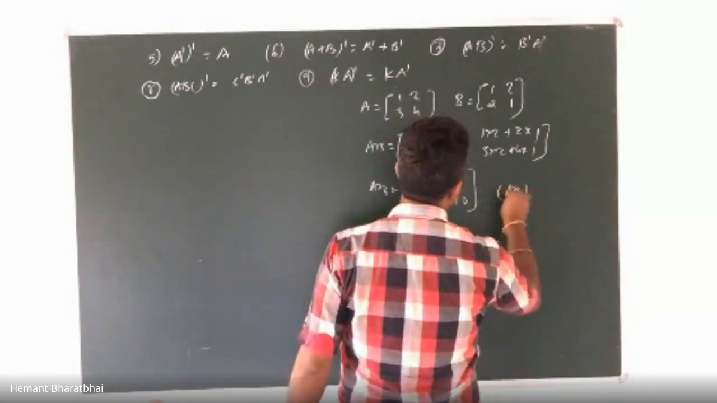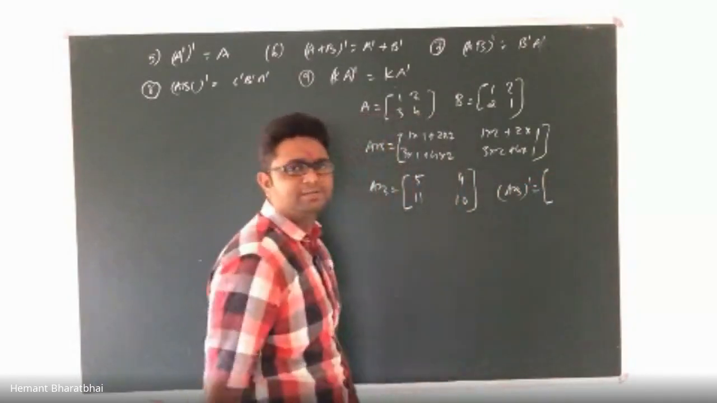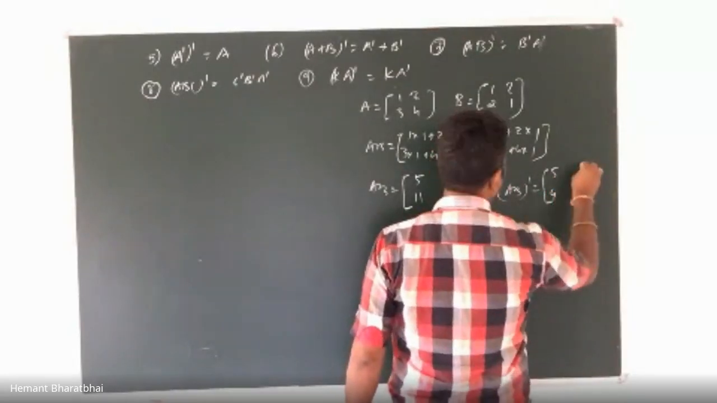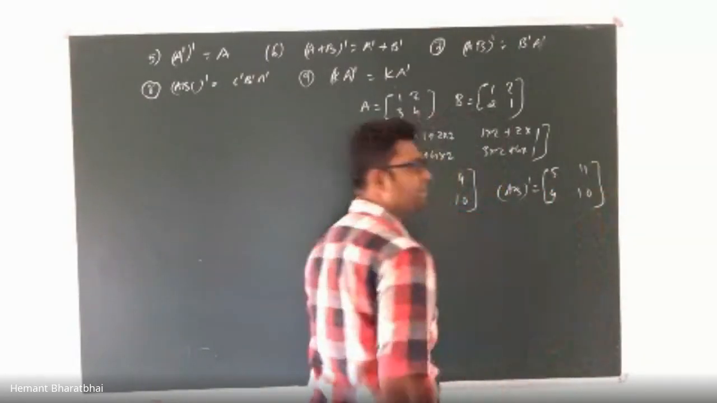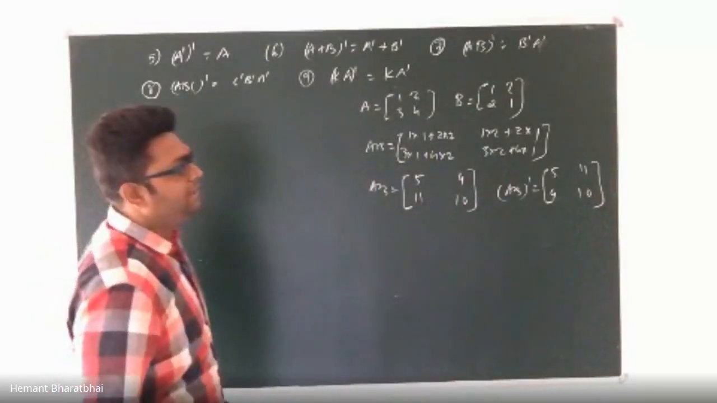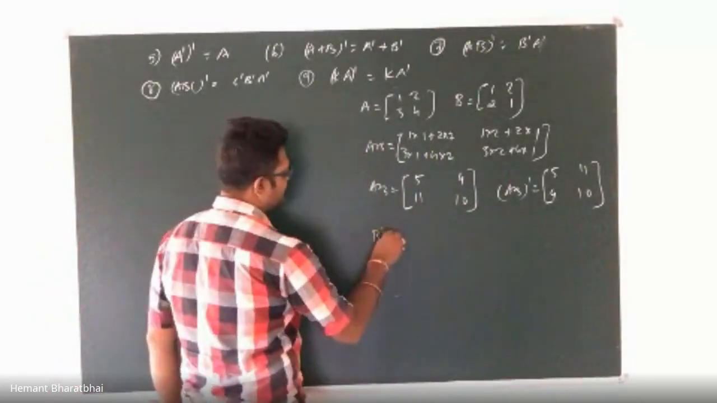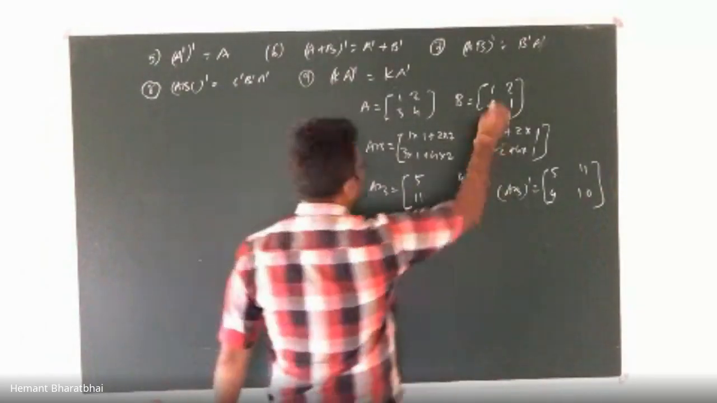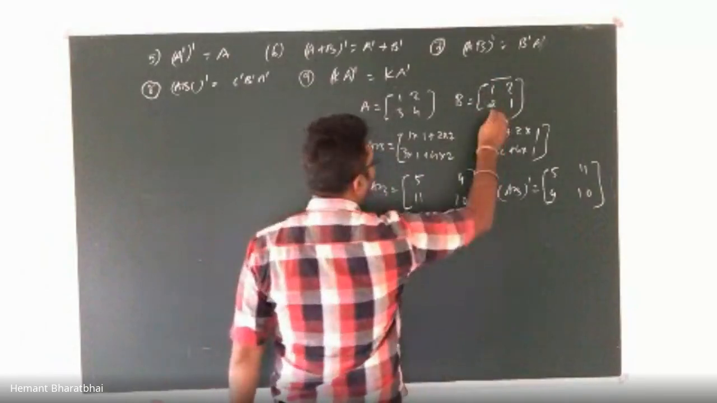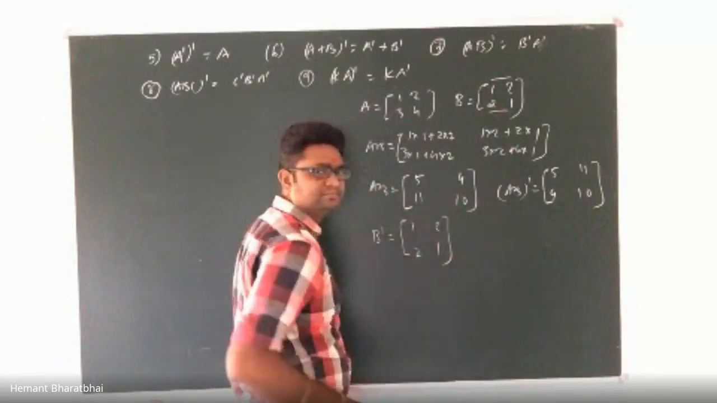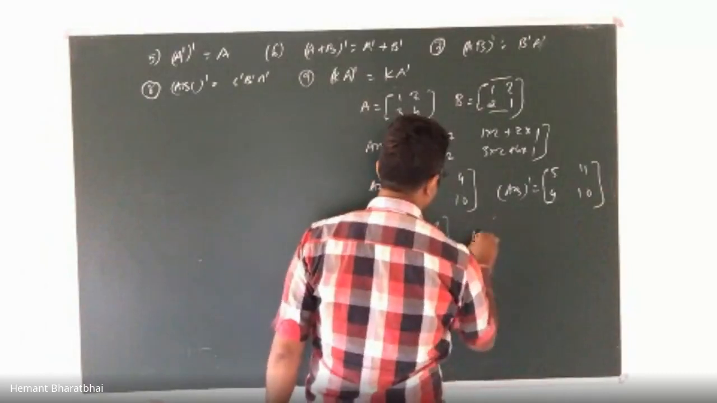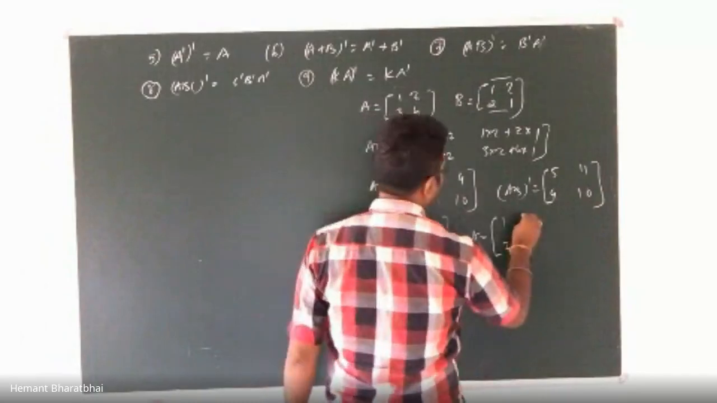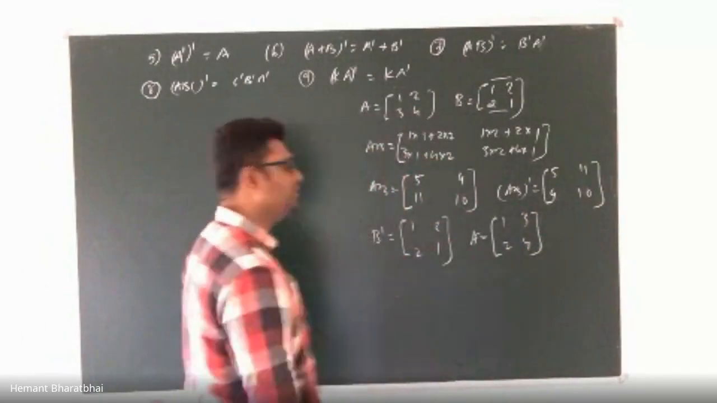So, AB, the whole transpose will become 5, 4, 11, 10. So B transpose into A transpose. So first let's find out B transpose. So B transpose will be 1. This row will become column and this row will also become a column. Matrix A, so this row 1, 2 will become a column, 3, 4 will also become a column.